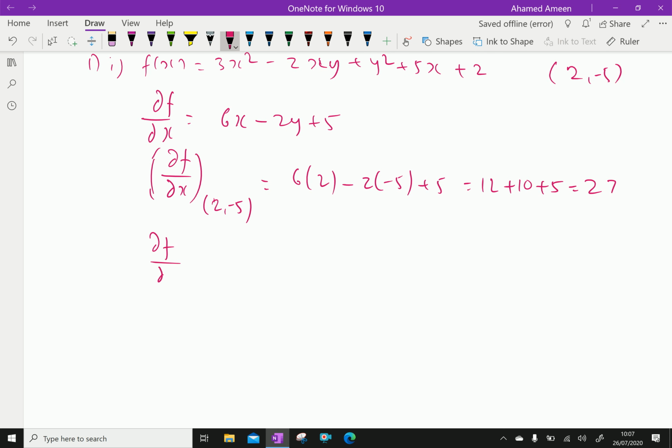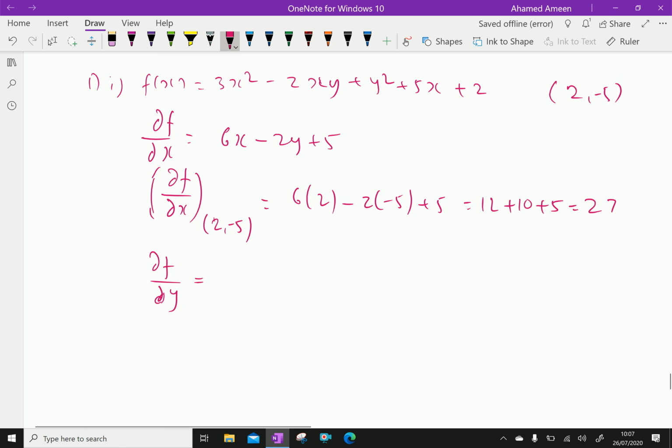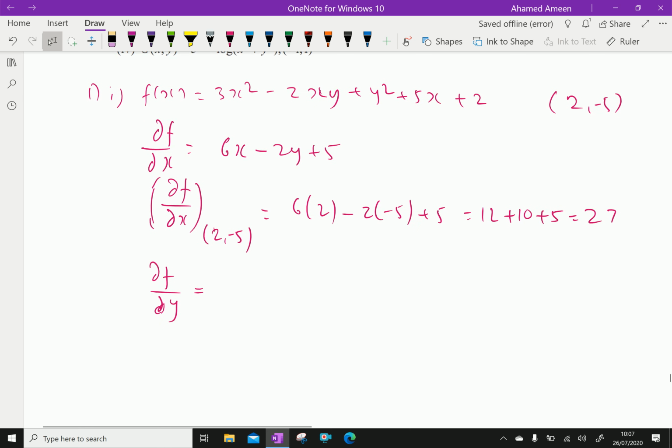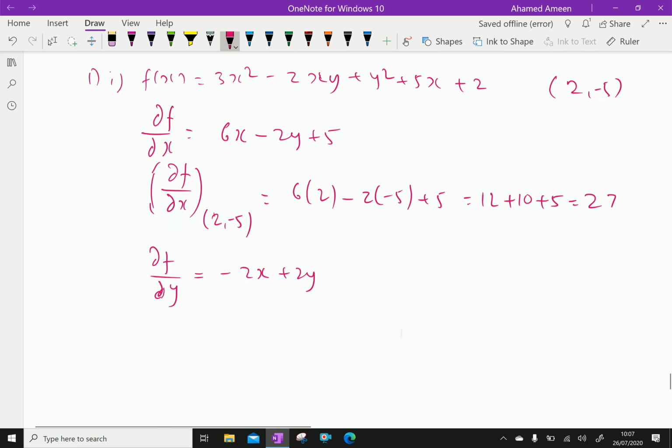Now dou f by dou y means the partial derivative of f with respect to y, where y is a variable and x is a constant. That means 3x squared is a constant, so it is 0. Minus 2xy becomes minus 2x, and y squared becomes plus 2y, and 5x is 0 and 2 is 0.